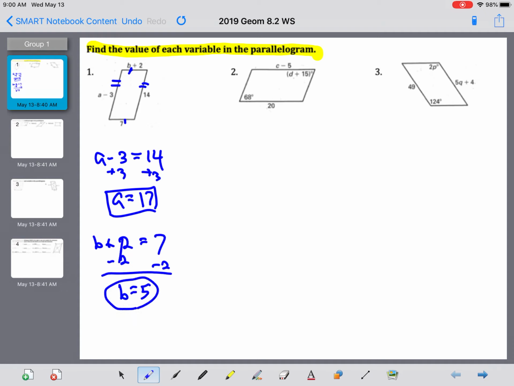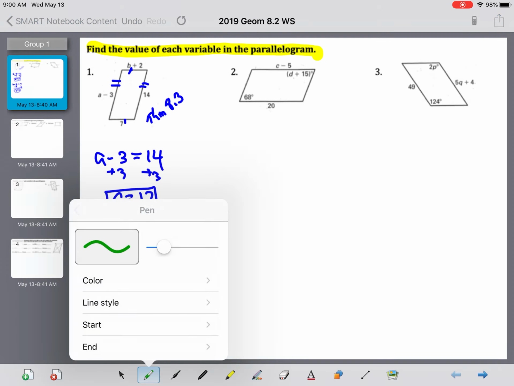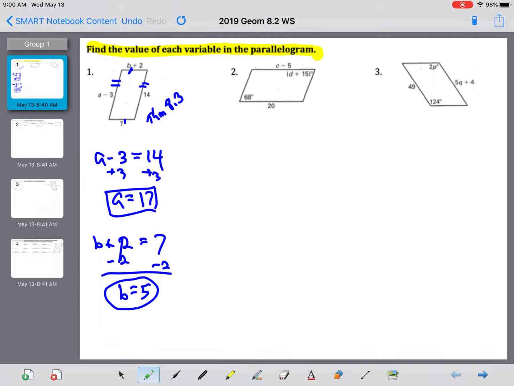So we are applying Theorem 8.3. Now moving on to the next one. I see we have Theorem 8.3 in session here. So those opposite sides will be congruent.